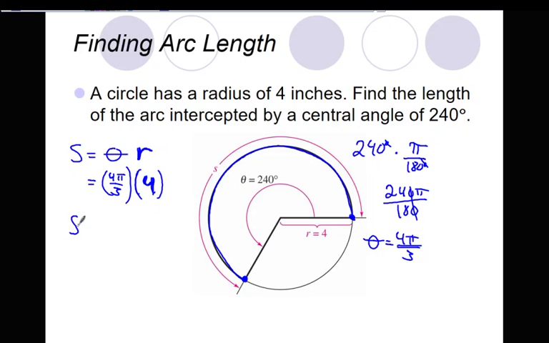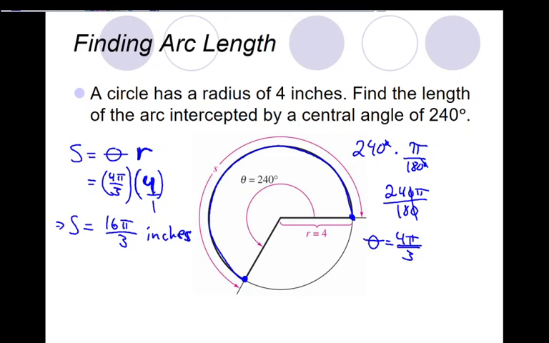Which means S equals, and when you multiply fractions, you multiply numerator times numerator. So it's 16 pi over 3 inches. And that's our arc length. That's it. Basically, these equations are plug and play. Again, the most difficult part is remembering that theta has to be in radians to move on. So if they give it to you in degrees, you got to change it to radians first.